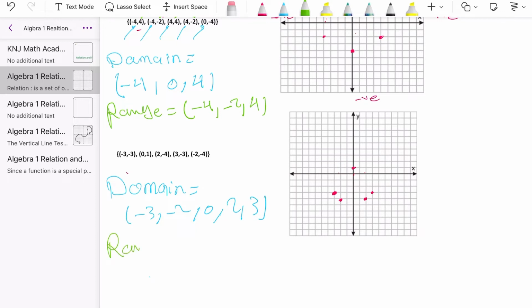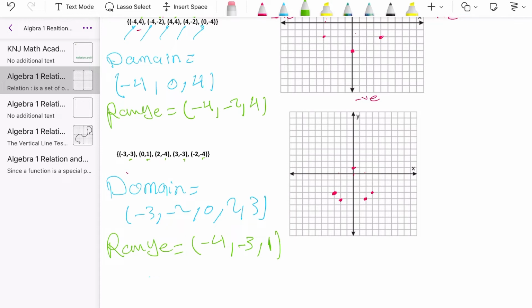The range, I have minus 3, 1, minus 4, minus 3, 1, minus 4, minus 3, minus 4. So I have minus 4 repeated, minus 3, and I have 1. That's it for the range. Minus 3 repeated twice, minus 4 repeated twice, and I have 1.